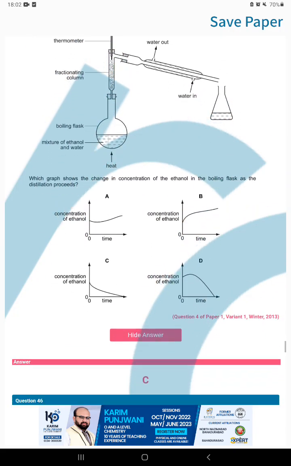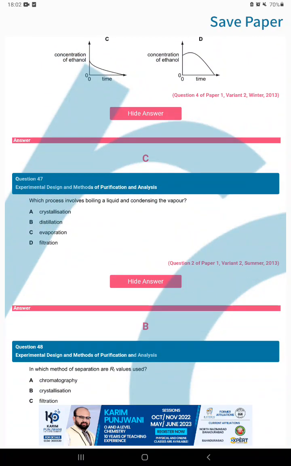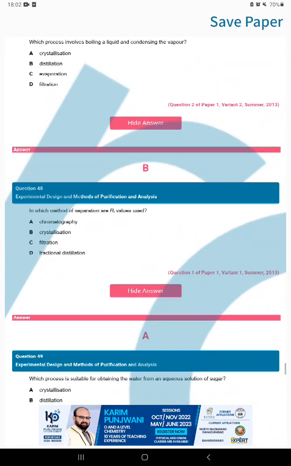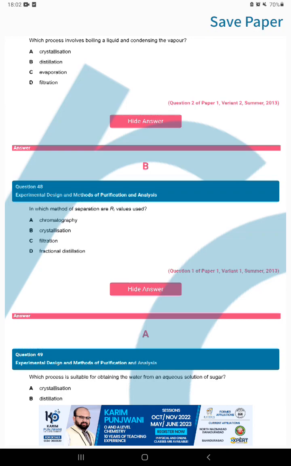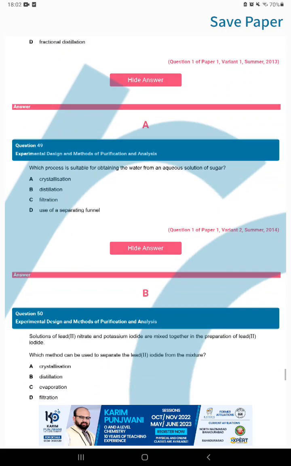Okay, so question repeated. Which process involves boiling a liquid and condensing the vapor? Crystallization, distillation, evaporation, or filtration? In which method of separation are RF values used? Chromatography, crystallization, filtration, or fractional distillation? Which process is suitable for obtaining the water from an aqueous solution of sugar? Crystallization, distillation, filtration, use of a separating funnel.